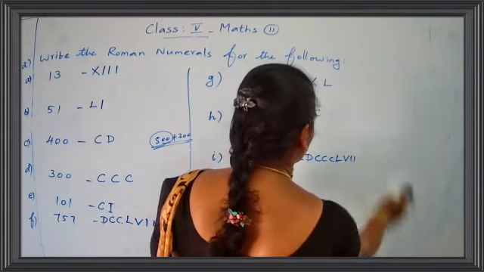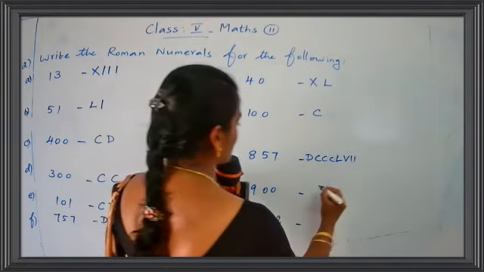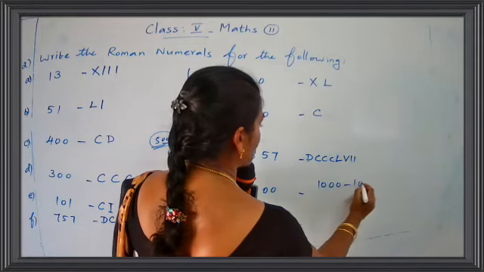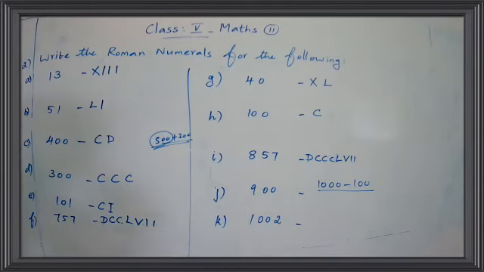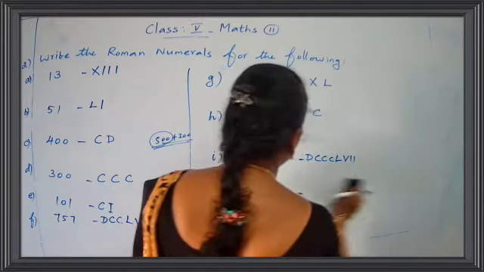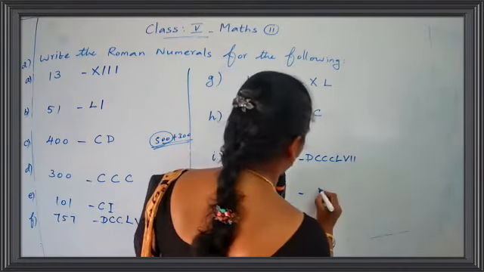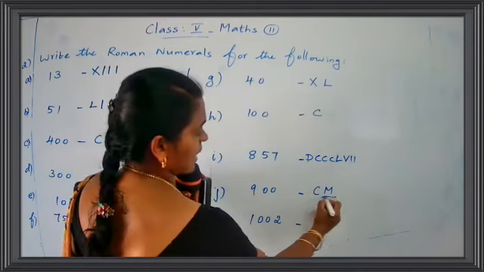Say 900 can be written as 1000 minus 100. Yes children? 1000 minus 100. So here 1000 can be written as M, and 100 stands for C. Okay children, so here subtraction is there. So that's why CM.